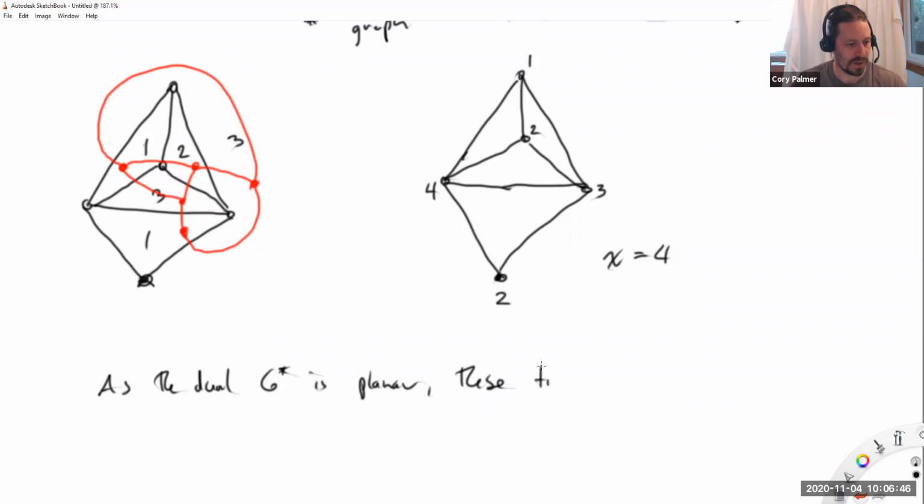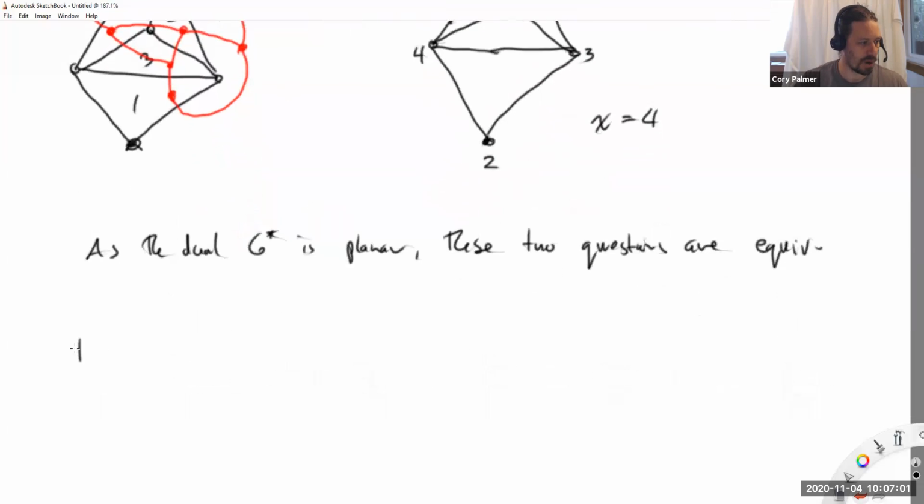These 2 questions are equivalent, essentially equivalent, right? Not for a concrete graph, but for a general question about what's the chromatic number of planar graphs. Okay, so let's start off with a proposition.